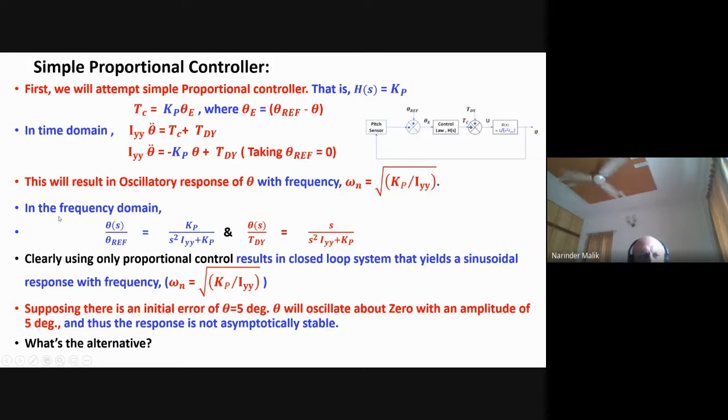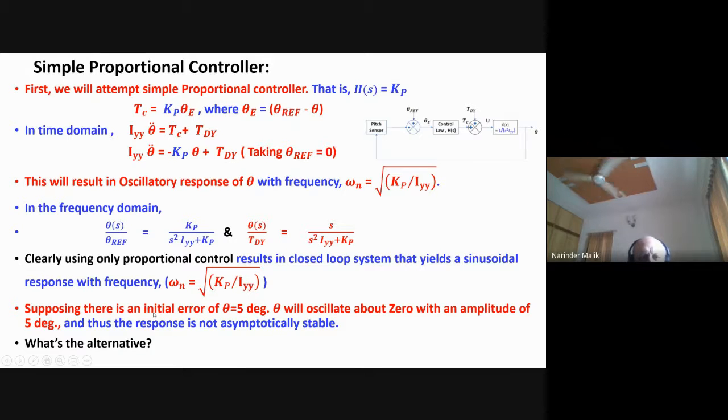In the frequency domain, you can write this in this form. So basically, when you solve, this is the equation of a sinusoidal transfer function of a sinusoidal wave. Similarly, theta(s) by this thing will be of cosine nature. Clearly, using only proportional control results in a closed loop system that yields a sinusoidal response with frequency this thing.